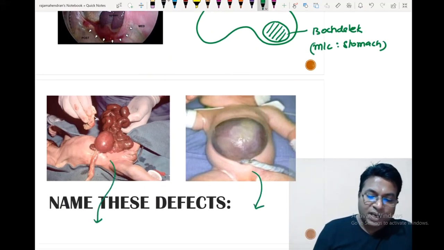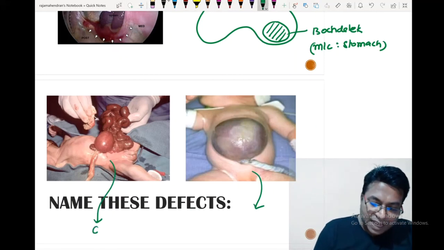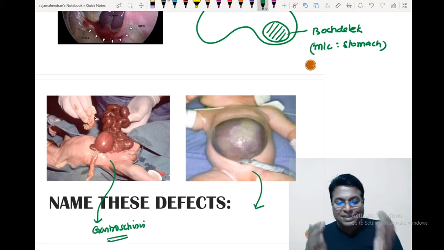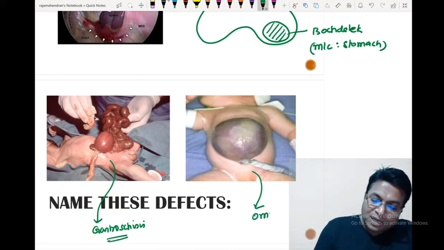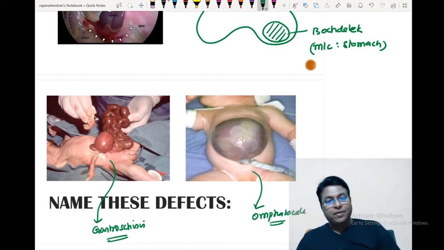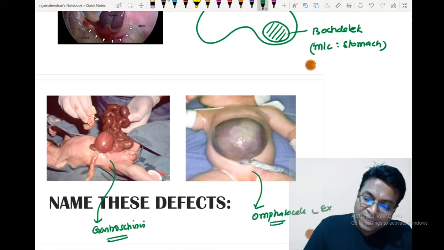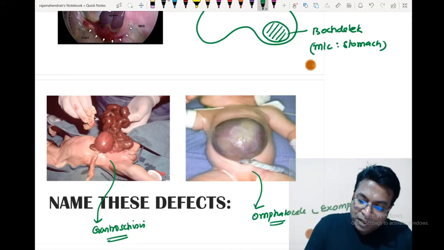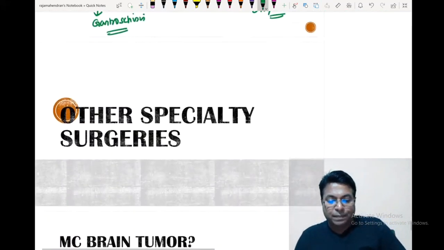This is a picture showing you what? Definite MCQ for your exam. This is gastroschisis. There is no covering membrane; that is known as gastroschisis. If there is a covering membrane, it is known as omphalocele. Definitely they may ask you these questions. Without covering membrane is gastroschisis. With a covering membrane is known as exomphalos or omphalocele.